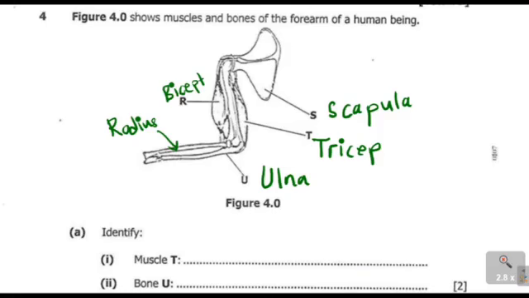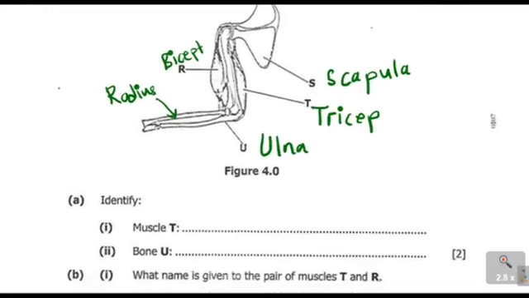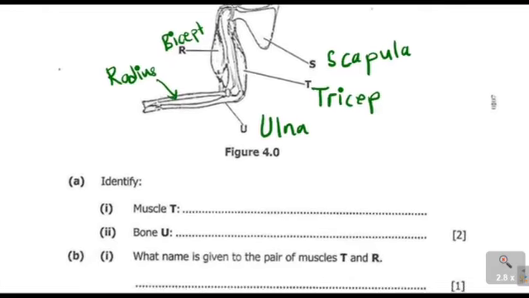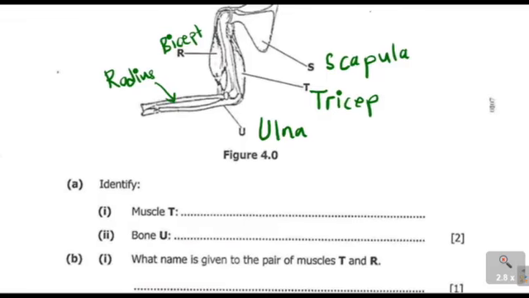Now we can try to look at the question. So we come to our question A right here. Question A reads, identify A, muscle T, and bone U. So the muscle labeled T right here, we have said this is the tricep muscle. So here we just write tricep. Then we come to B, bone U, we have said this is the ulnar bone. So it becomes now very easy to answer.